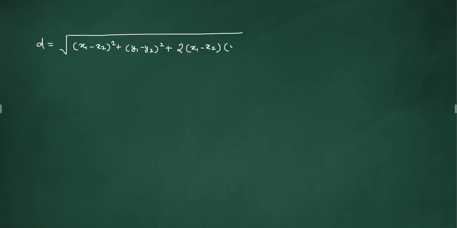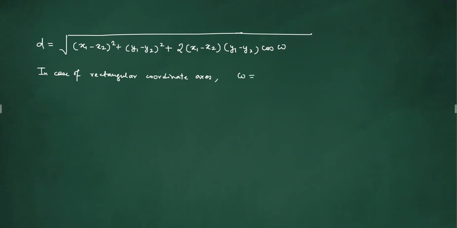One more small observation that I would like to show you is this. The formula that we found out, D is equal to the square root of (x1 minus x2) whole square plus (y1 minus y2) whole square plus 2 times (x1 minus x2) into (y1 minus y2) multiplied by cos of omega. Now, in case of rectangular coordinate axis, what is the value of omega? Omega is equal to 90 degree. And cos of omega is going to be cos 90 degrees, which is equal to zero.